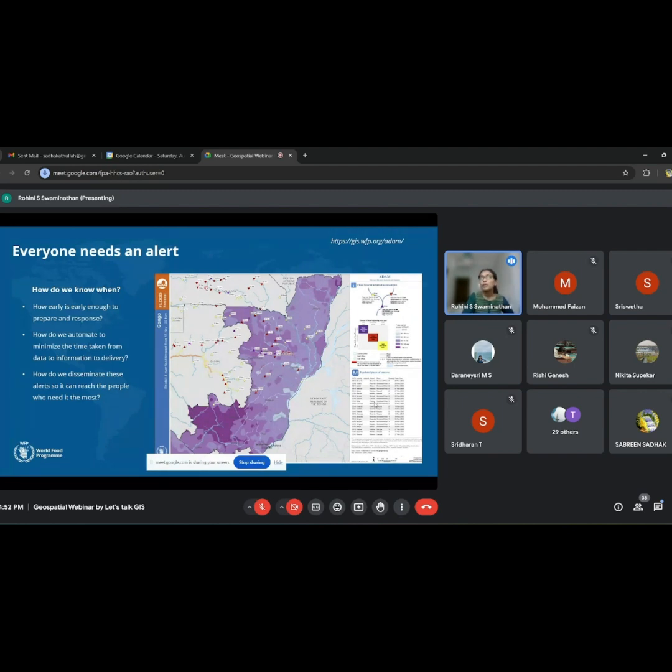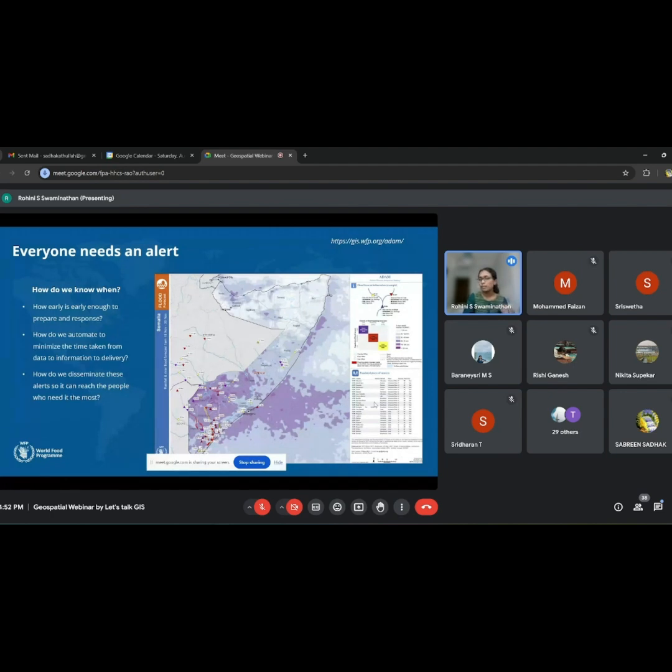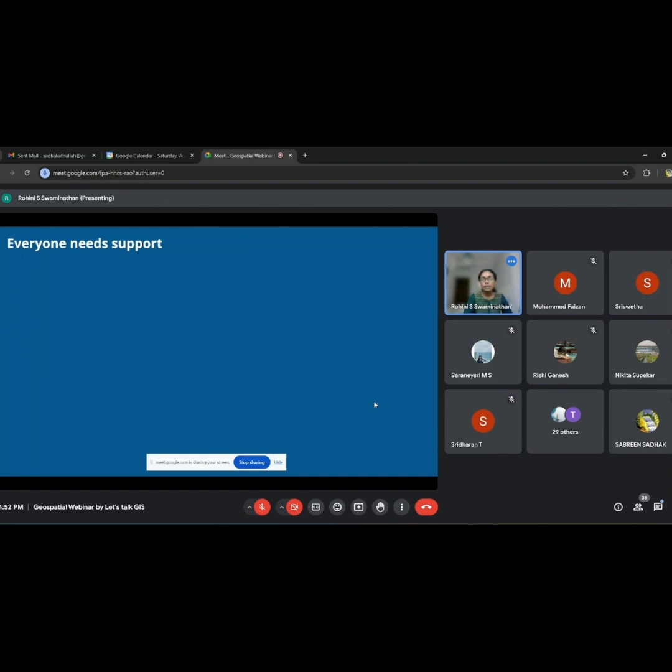Now, once you give an alert, this is an example from Somalia for a flood as well. Everybody needs support. When something happens, it's only fair to assume everybody's vulnerable after an event. Before an event, yes, you can understand who is more vulnerable or not. But irrespective of how rich or poor you are, how healthy or unhealthy you are, when a disaster happens, it affects people. And if it is a massive disaster, like the Turkey-Syria earthquake, 50,000 people lost their lives and hundreds of thousands of people got affected, irrespective of where they lived or how well they lived before that.